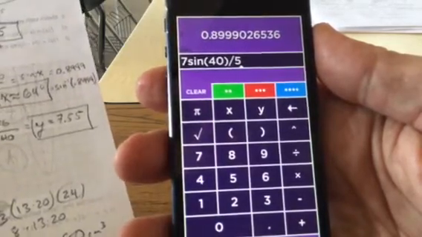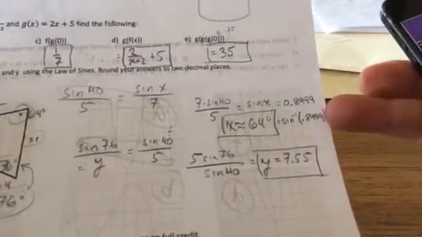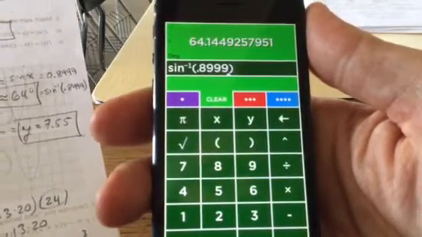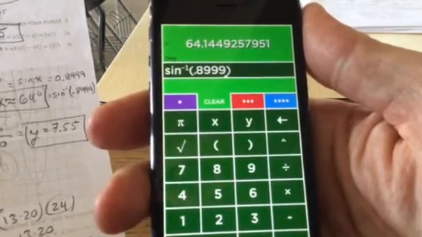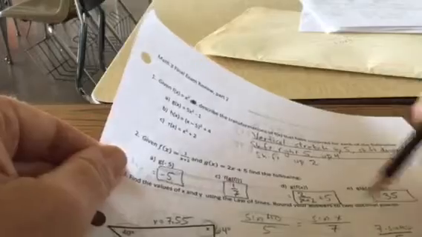To find the angle, we take the inverse sine. So there's the inverse sine of 0.8999, and I got that right here. The inverse sine of 0.8999 is 64.14, so I'm rounding down to 64 degrees even, down to the nearest integer. I know it said to round to 2 decimal places, but I'm just keeping the numbers.